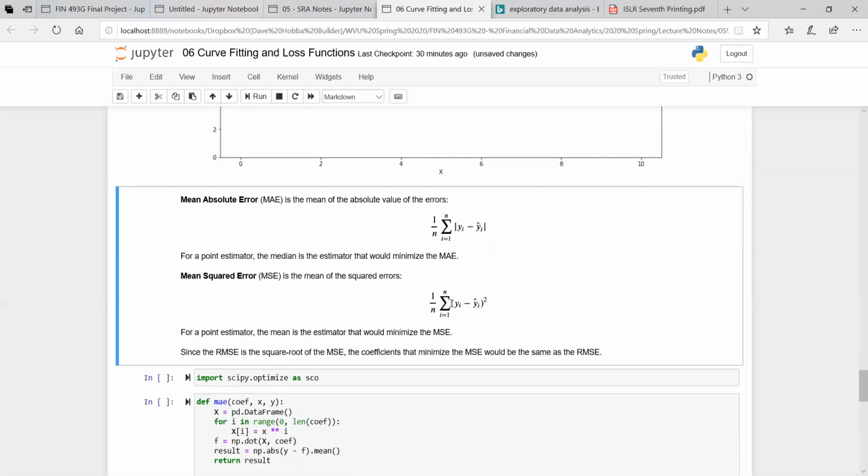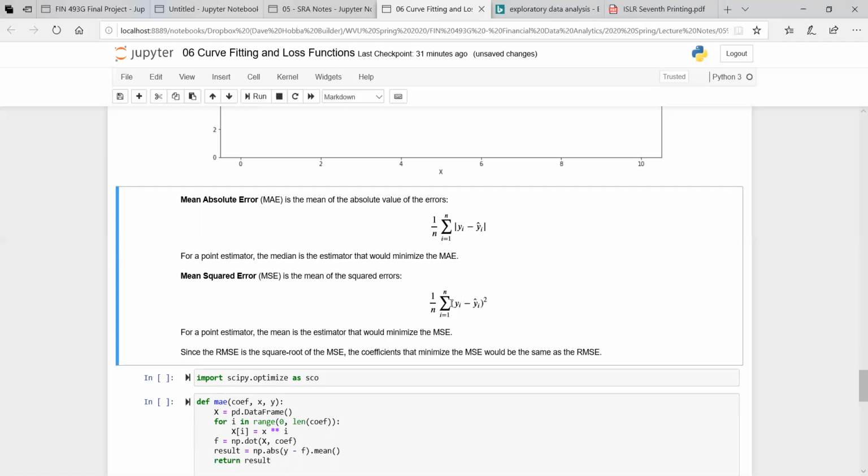So these are loss functions. They measure the errors of the function that we're estimating. So mean absolute error uses absolute error. And then a point estimator that minimizes it: if you were going to use one number that best minimizes mean absolute error, it would be the median. It's right in the middle. And that makes sense because it uses the absolute value. For mean squared error, which is what you use in econometrics, a point estimator that minimizes it would be the mean.